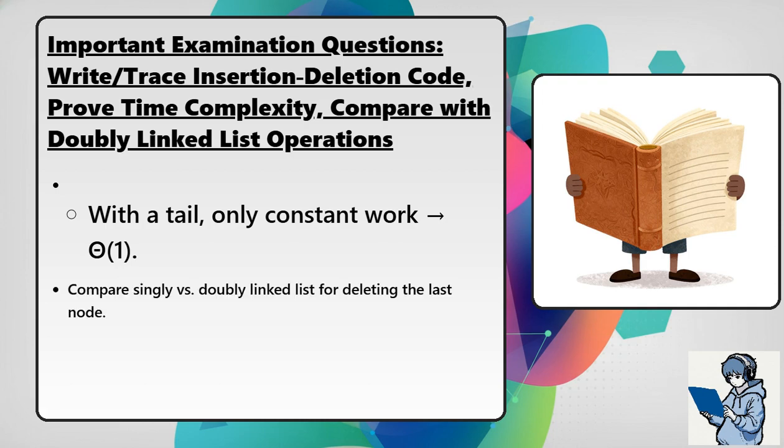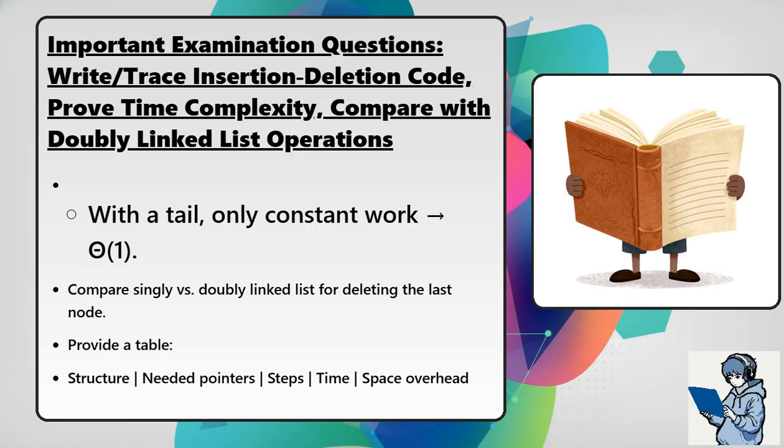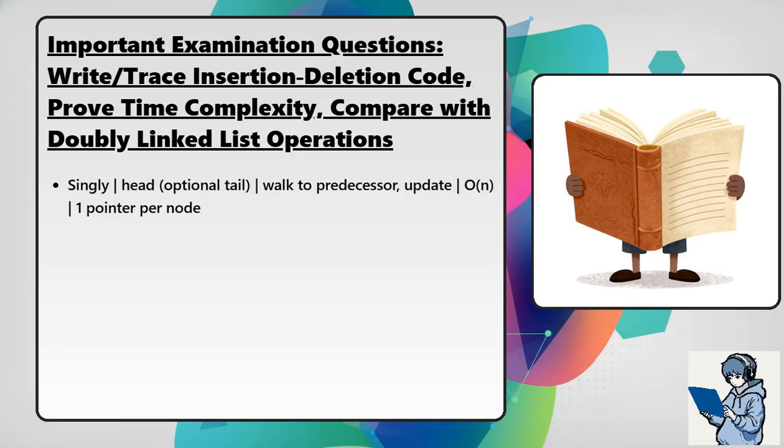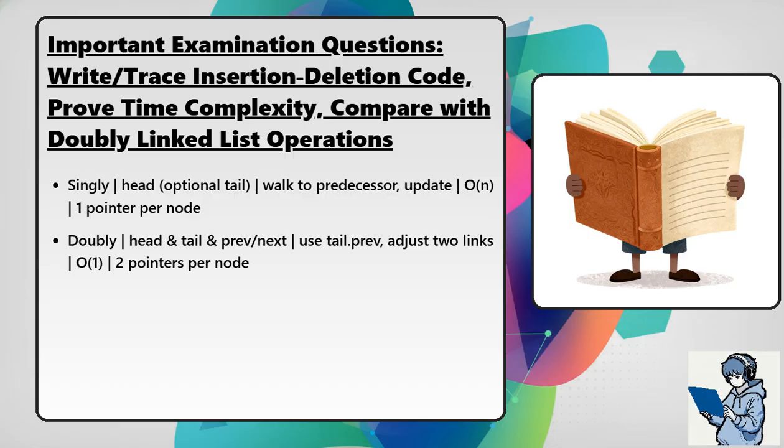Compare singly versus doubly linked list for deleting the last node. Provide a table: structure, needed pointers, steps, time, space overhead. Singly: head, optional tail, walk to predecessor, update, big O of n, 1 pointer per node. Doubly: head and tail and previous, next, use tail dot previous, adjust 2 links, big O of 1, 2 pointers per node.